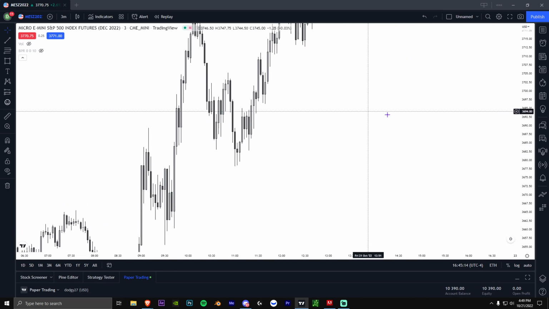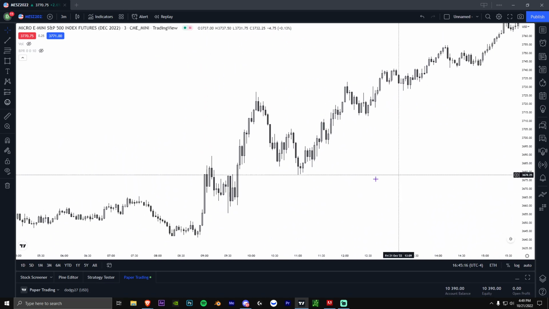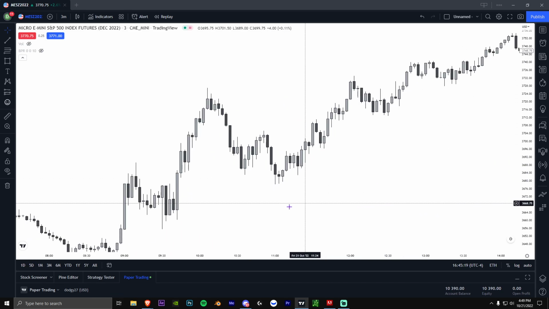I'm going to show you one more play. It happened today. So the play today was right here, and I alerted it in my Discord.